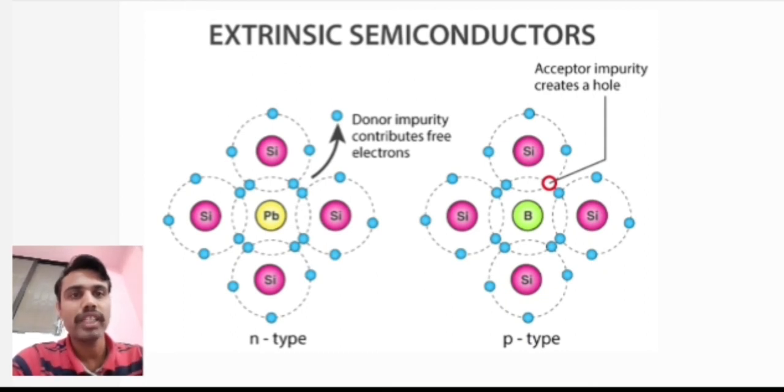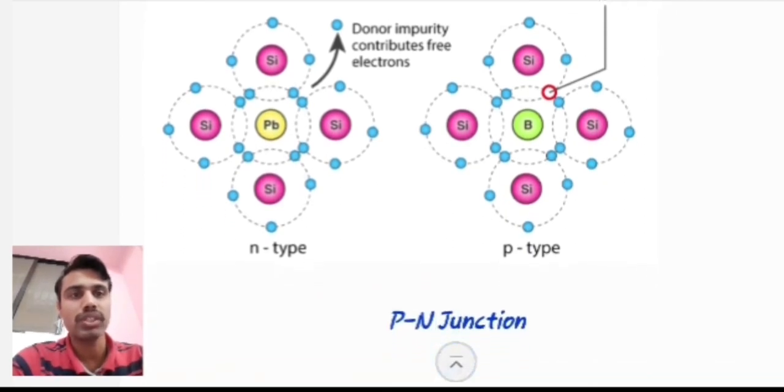So the next point we are going to see is the p-n junction. We will see that in the next part.